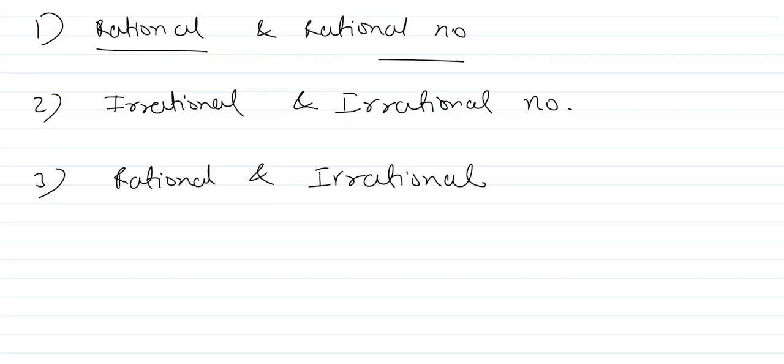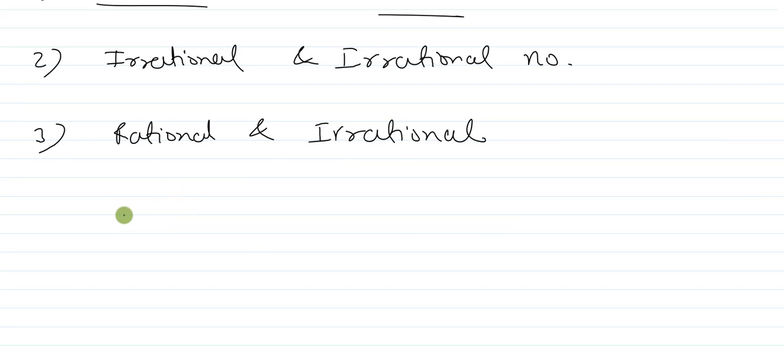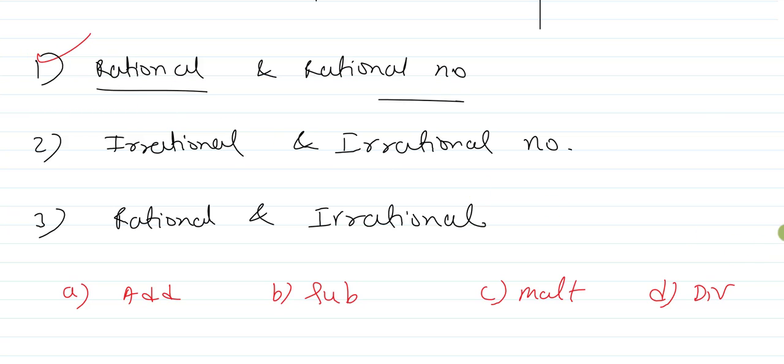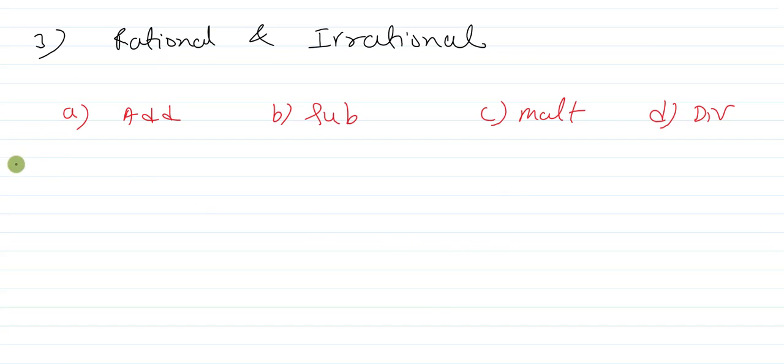We know there are four basic mathematical operations in maths. First one is your addition, right? Second one is your subtraction. Third one is your multiplication, and fourth one is your division, right? Now if I take two rational numbers and add them, what will happen? Let's take some example for addition of two rational numbers. That is our first type, rational number and rational number.